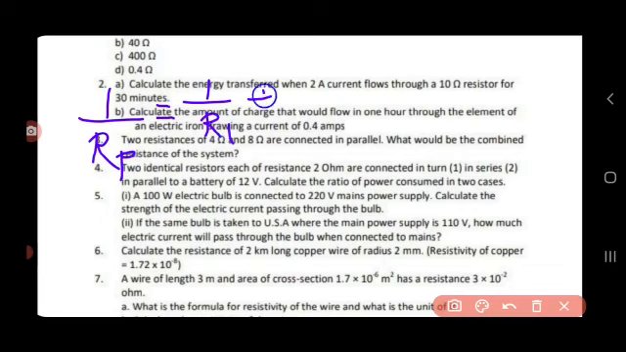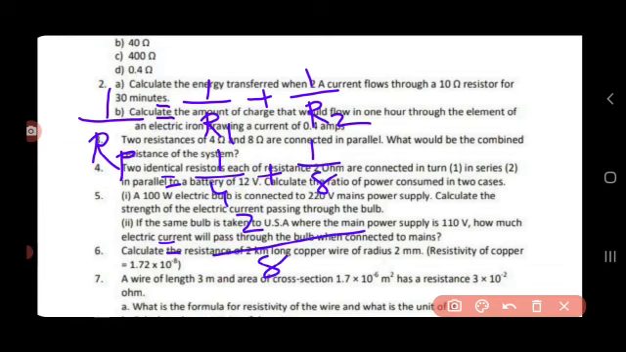So two resistances are given, 4 ohm and 8 ohm. They are connected in parallel. So in parallel, the expression of the equivalent resistance is 1 by Rp is equal to 1 by R1 plus 1 by R2. In the place of R1 and R2, you have to put the values, and finally we get the equivalent resistance in parallel, that is Rp equal to 8 by 3 ohm. This is question number 3. Now, question number 4.